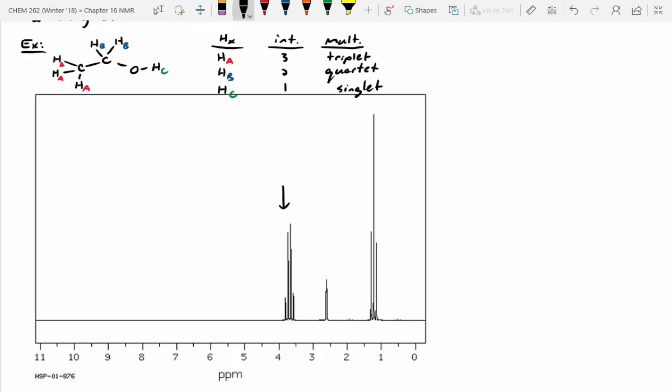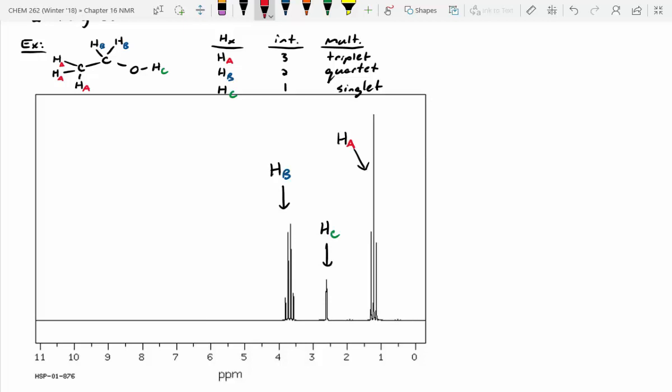All right, right here, what does that kind of look like? Looks like a quartet. So that must be the signal for HB. Make sense? All right, what about this one right here? What does that look like? Singlet. So that's got to be HC, right? We just predicted that. And then over here, that looks like a triplet to me. So that must be HA. And we know that simply by process of elimination too. Does that make sense?